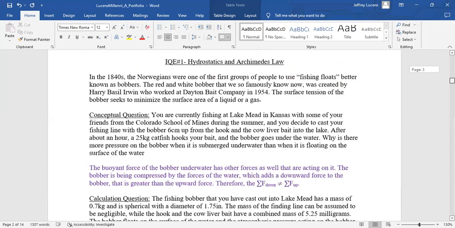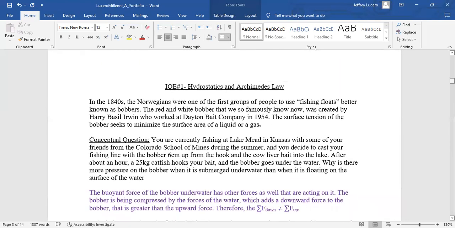For IQE number 1, the Hydrostatics and Archimedes' Law, I did a red and white bobber. And you're going on a fishing trip. The fishing line is 6 centimeters below the water, and after that, a 25 kilogram catfish hooks your bait and the bobber goes underwater. So for my conceptual question, why is there more pressure on the bobber when it is submerged underwater than when it is floating on the surface of the water?